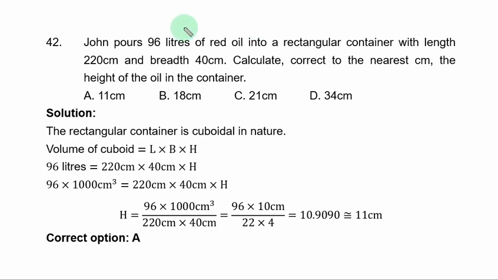Question 42. John pours 96 liters of red oil into a rectangular container with length 222 cm and breadth 42 cm. Calculate, correct to the nearest centimeter, the height of the oil in the container. The given dimensions suggest that the container is like a cuboid, and the volume of a cuboid is length times breadth times height. Now, the volume is given in terms of liters.